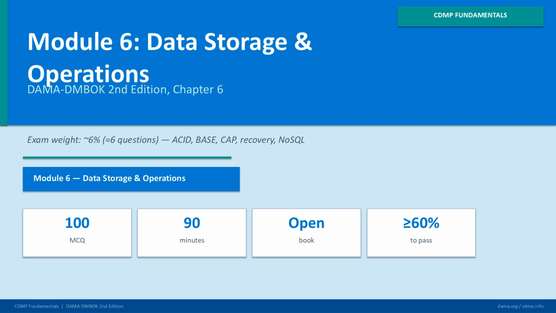Welcome to Module 6, Data Storage and Operations. This is Chapter 6 of the DMBOK, worth about 6% of the exam. This chapter is the most infrastructure-flavored of the knowledge areas. It's where the database administrators live. We'll cover the famous trio of ACID, BASE, and CAP, the different database architectures, and the operational realities of backup, recovery, and availability. Let's dive in.